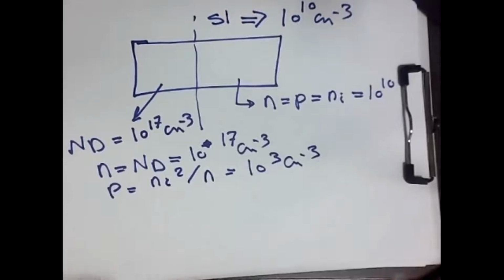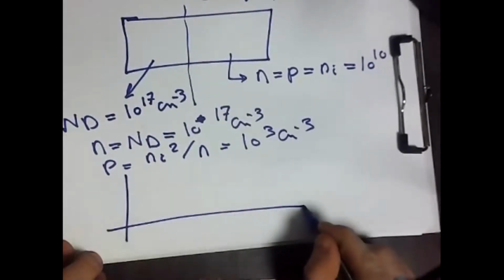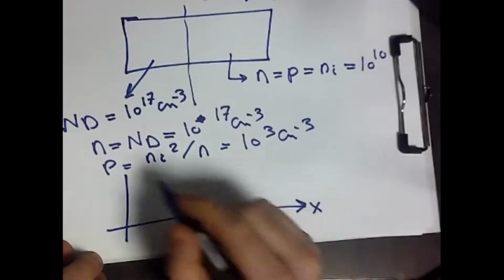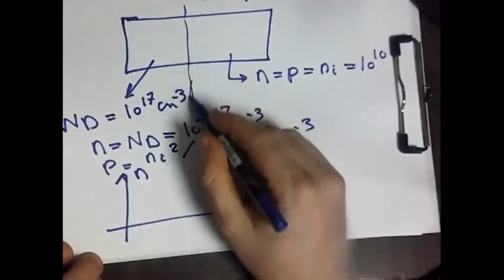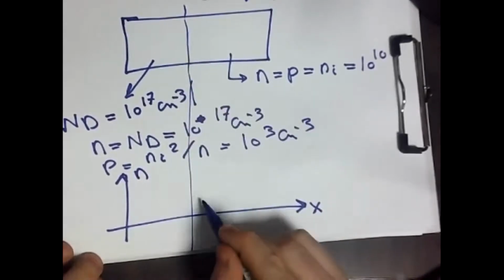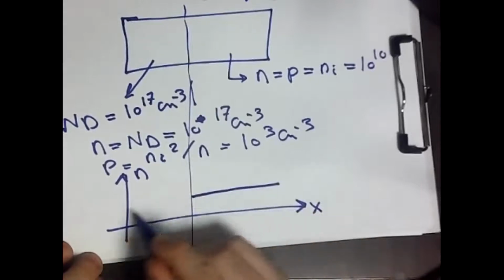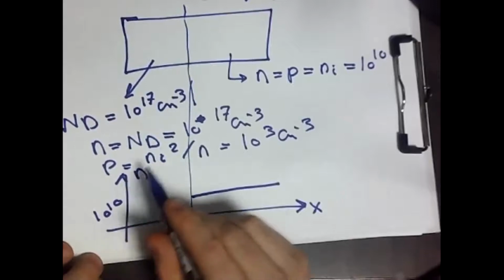Okay, perfect. Now I will go to your exam, and so I told you, please, my dear student, please plot a relation between X, the dimension, and N, the electron concentration. Oh, very easy. In this region, N is equal to 10 power 10. And in this region, N is equal to 10 power 17.